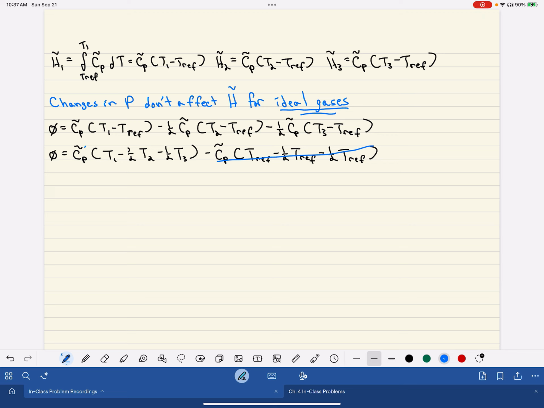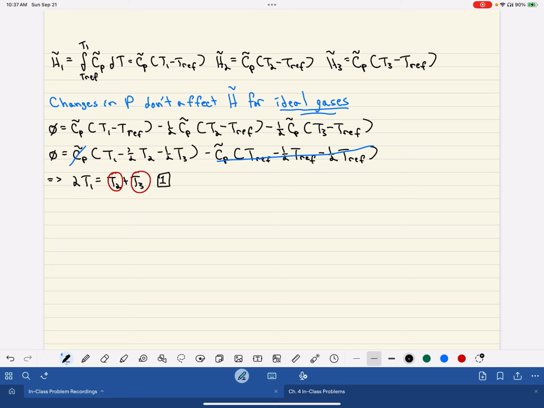And here, we could factor out the CP, or divide it out. We could get rid of that. And so what we find is that in the end, we get a relationship between the inlet temperature and the outlet temperatures. Of course, at this point, we have two unknowns and only one equation. That tells us we need another equation in order to solve this.